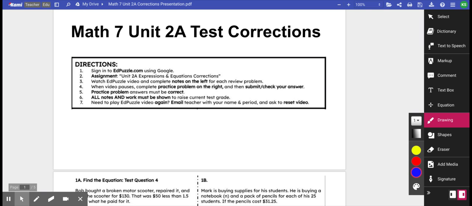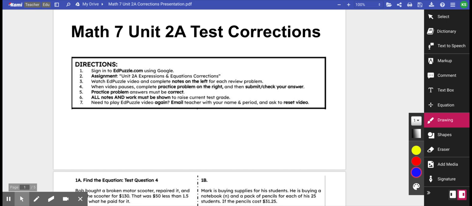So when I post that worksheet, you can either print it out or you can write the work on a separate sheet of paper. You will attach it to that assignment and you will turn that in. You will also turn in your Edpuzzle. If you need the Edpuzzle video again, you can do it as many times as you need to get them all correct within the week that you have. Email me with your name and your class period and just ask me to reset the video and I will reset it for you. Okay, so the directions are the same as what we did before.